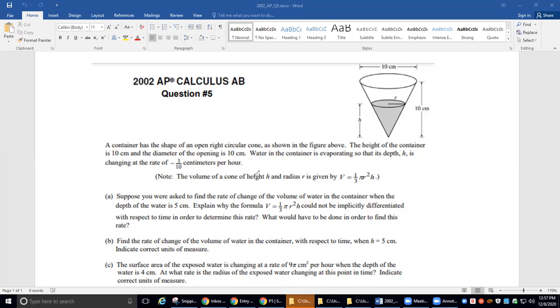Now, the volume of the cone with height h and radius r is given by V equals 1/3 pi r squared h. In part A, suppose you're asked to find the rate of change of the volume of the water, and they give you the depth of the water as 5 centimeters. Have you noticed they haven't said anything about the radius? No information about the radius, right? Everything's in terms of either volume or height. They did not give you anything about the radius here.